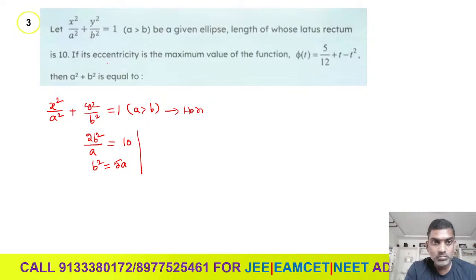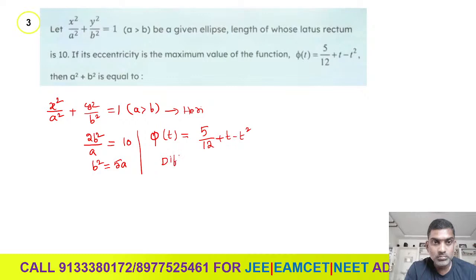Its eccentricity is the maximum value of the function. So here what is the function? Phi of t is the function. What is phi of t? 5 divided by 12 plus t minus t square. This is phi of t. Its maximum value we have to calculate.